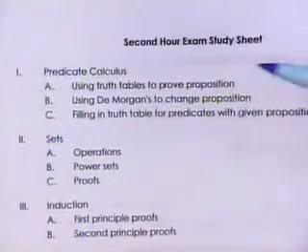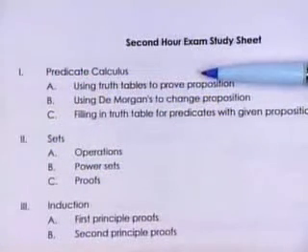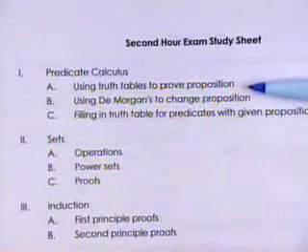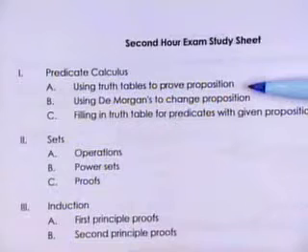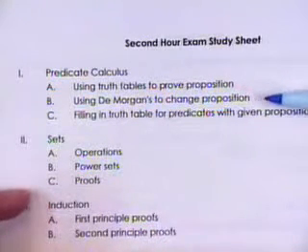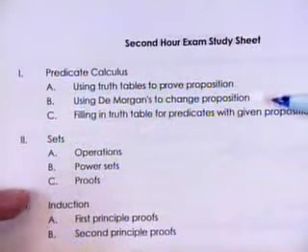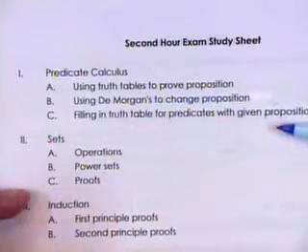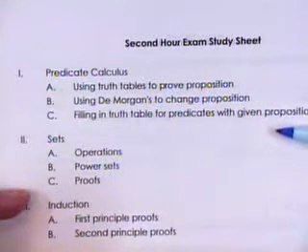All right. So there's going to be predicate calculus on the test. We're going to use truth tables to prove propositions for all and there exists. We already did a small one on that test, so we won't do that kind. Whatever we did on the last test won't be on this test. We used De Morgan's to change a proposition from one kind of proposition into another. And you'll have to fill in truth tables with propositions.